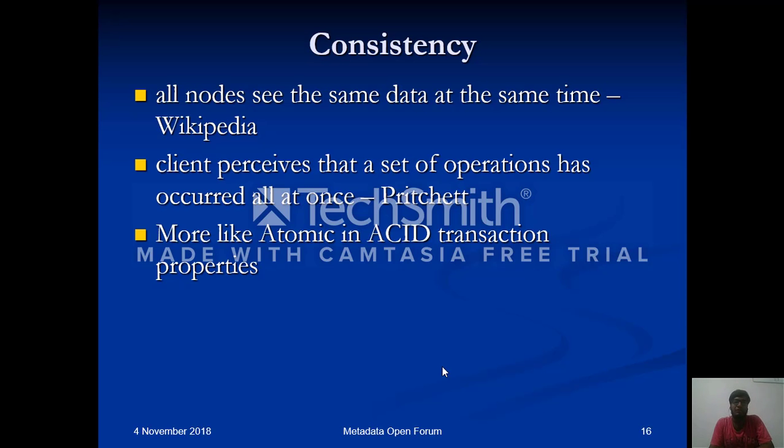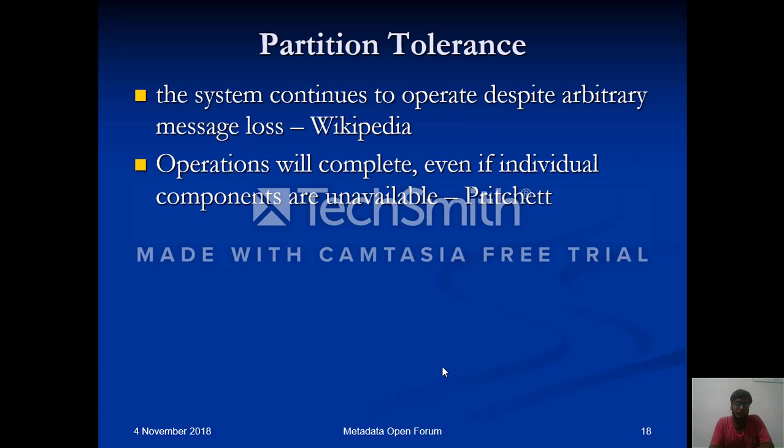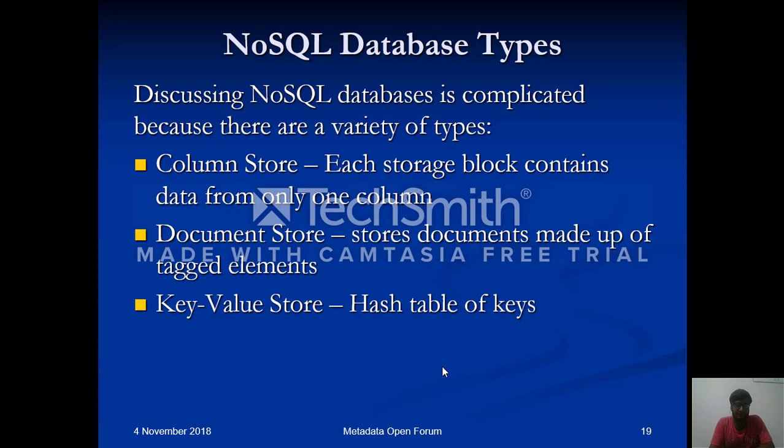Consistency: all the nodes see the same data at the same time. The client perceives that a set of operations occurred all at once, more like the atomic and ACID transaction properties. Node failures do not prevent survivors from continuing to operate. The system continues to operate despite arbitrary message loss. Operations will complete even if individual components are unavailable.